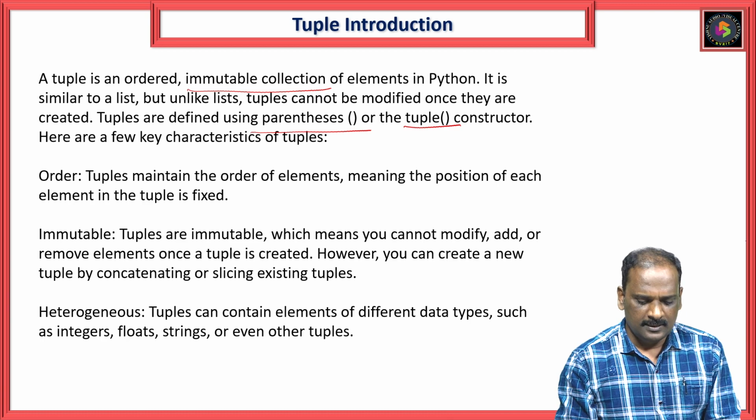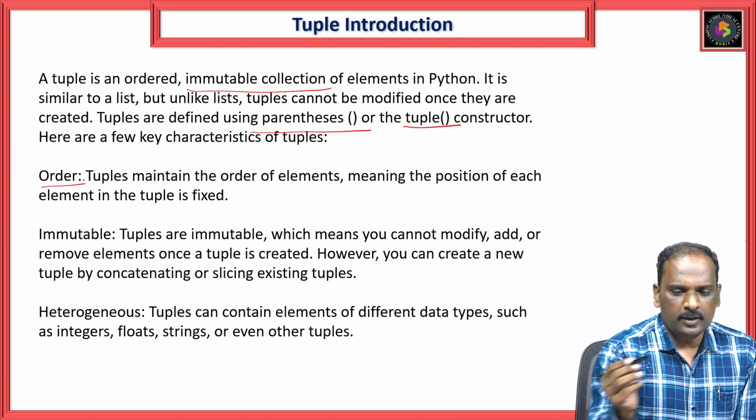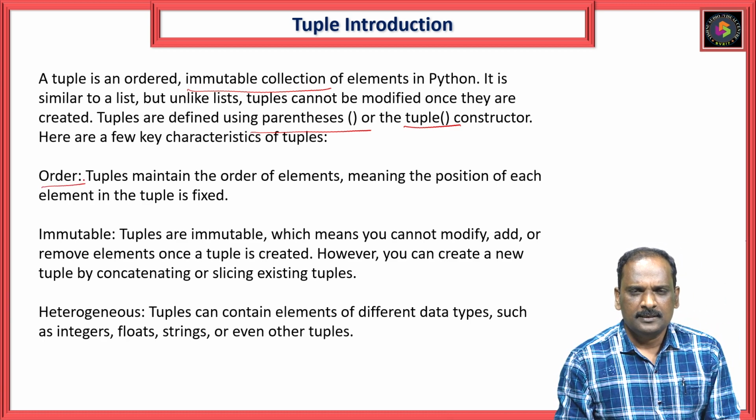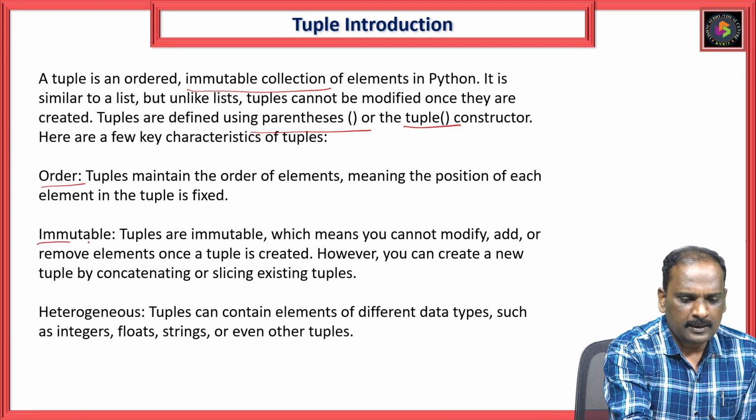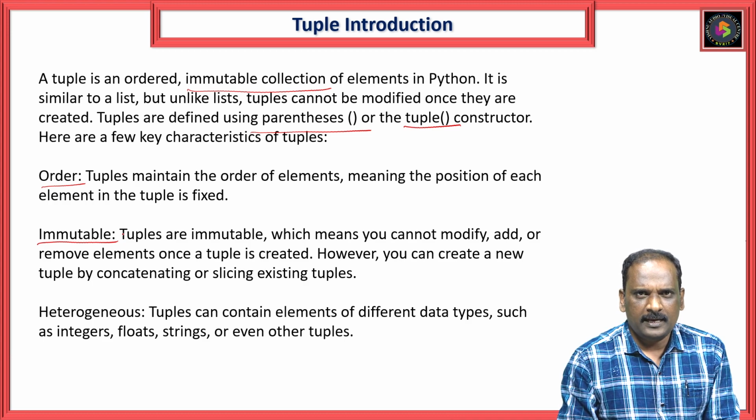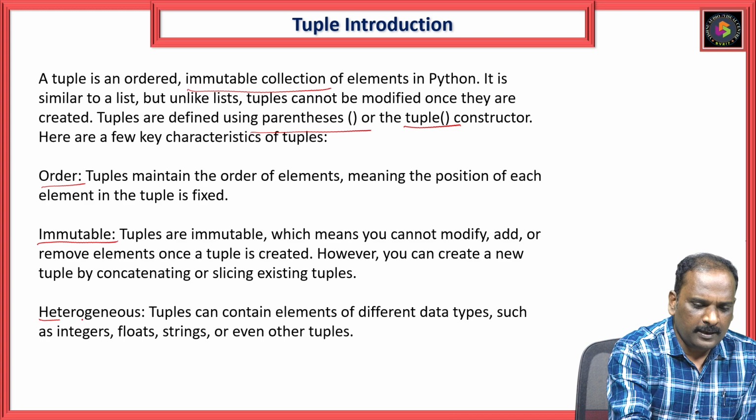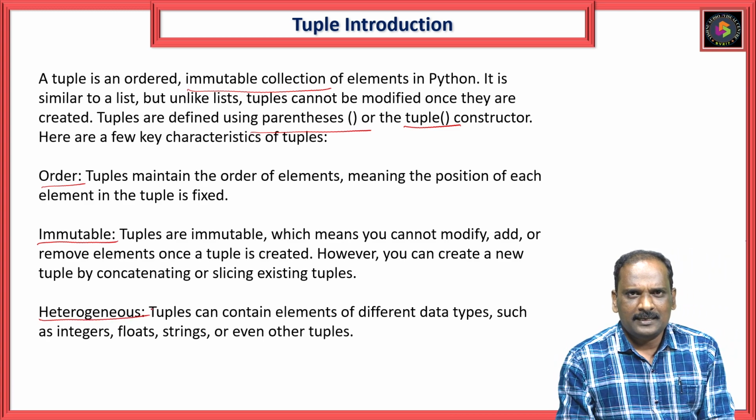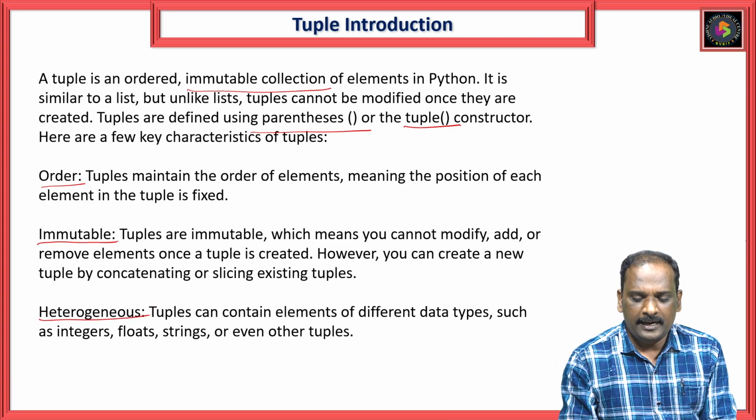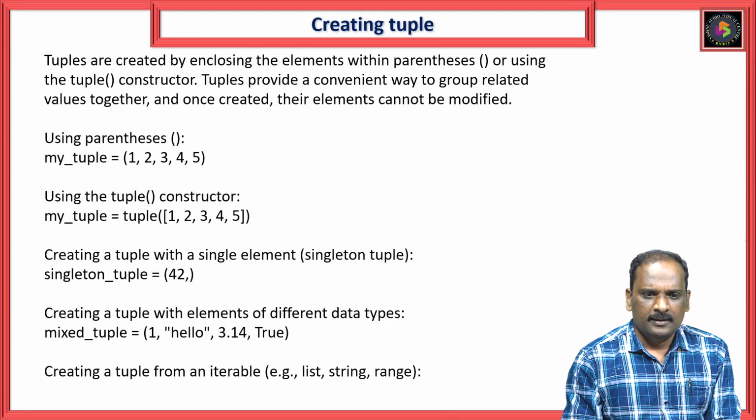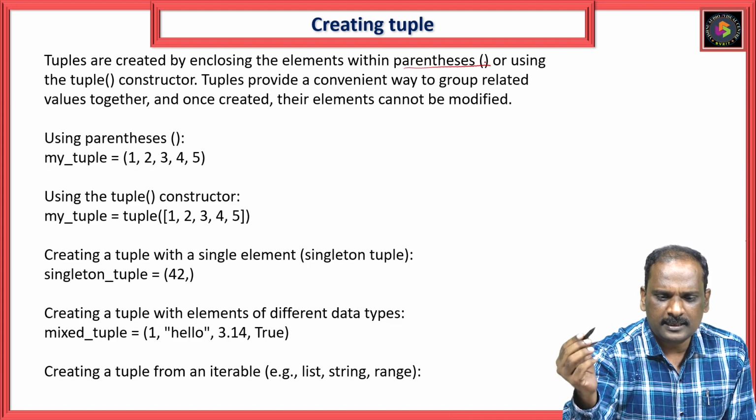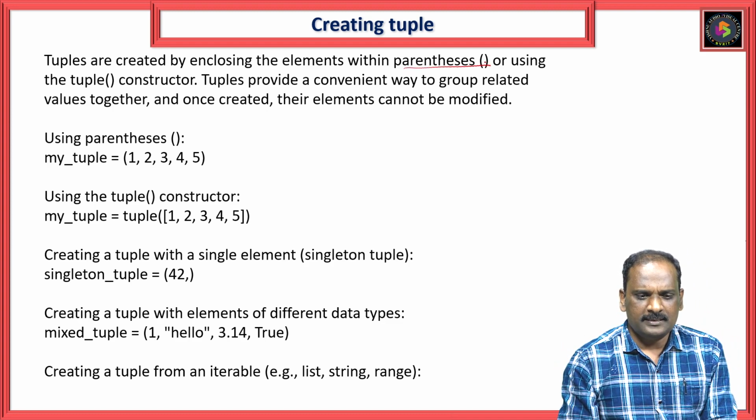Here the elements are ordered. That means the positions of the elements are fixed. Tuples are immutable. That means we cannot change the values of the tuple. A tuple can contain elements of different data types, so a tuple is heterogeneous. Tuples are created by using parentheses as well as by using the constructor.